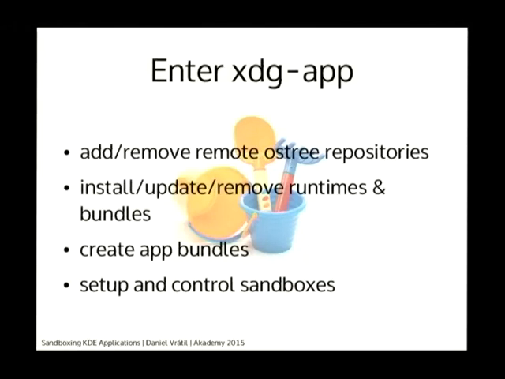So this is all it does. Basically, the single xdg-app tool does everything that you need to create, set up, and run sandboxes. So you can create, add and remove the remote OSTree repositories. So basically, like git remote add, remove. You can install, update, and remove runtimes and applications, so runtimes and application bundles. That's sort of a git checkout. So you just say the name of the remote and the name of the branch you want to check out, and it does a local clone from the remote repository.